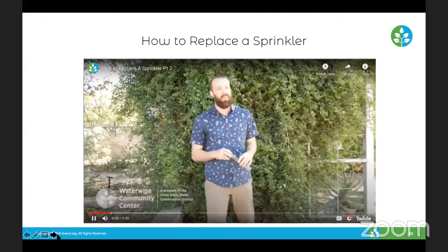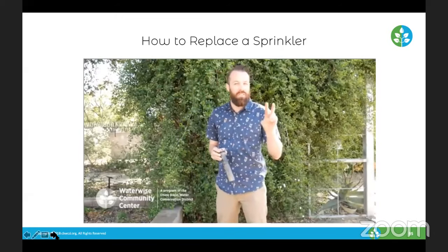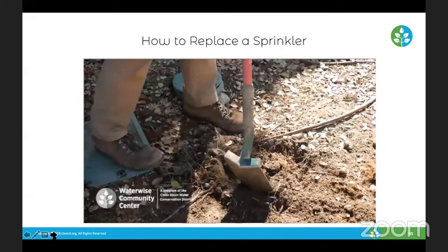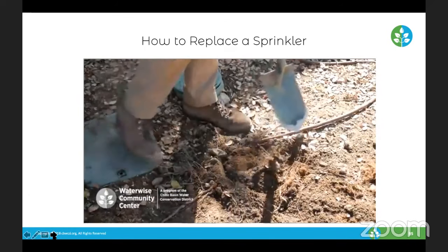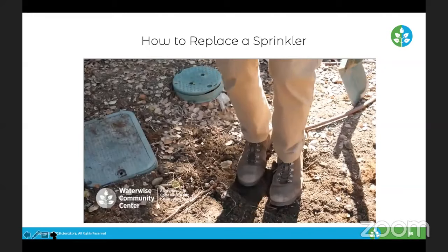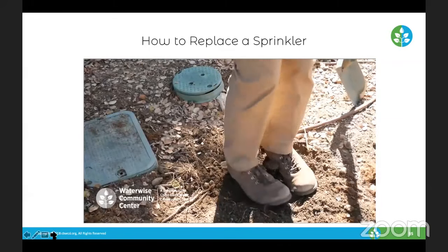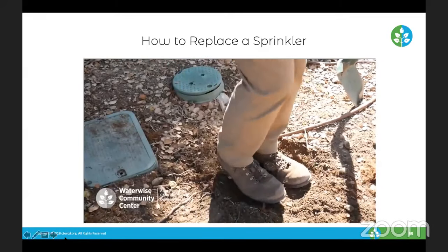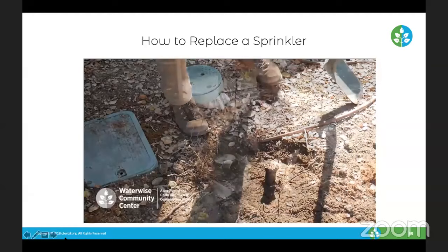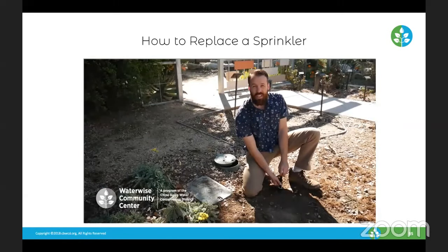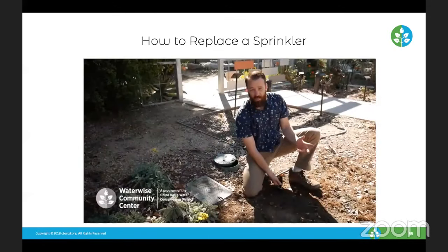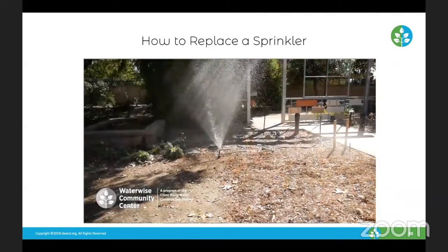Hi again, Brandon with the WaterWise Community Center, and this is part two in our series on how to replace your sprinkler. One of the important things while setting our sprinkler back is to make sure we compact the soil around it. Make sure that the sprinkler is up straight. The sprinkler that we installed has a flush cap. Flush caps are great. They allow us to run the system and get out any debris, anything that might have got into our line when we're making the repair.